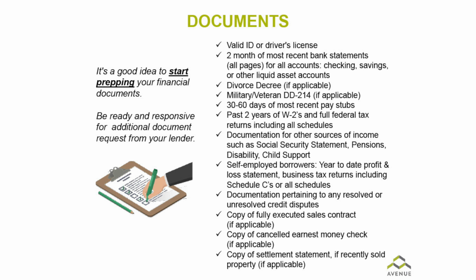You need a copy of a divorce decree, if applicable. If you're military or a veteran, this is that DD 214, if applicable. You're going to need your last 30 to 60 days of pay stubs, and a lot of those can be pulled off online. And then your past 2 years of W-2s and a full federal tax return, and that includes all the schedules. Even if it looks like it doesn't have anything on the page or any numbers in it, we still need every single page of the federal tax return.